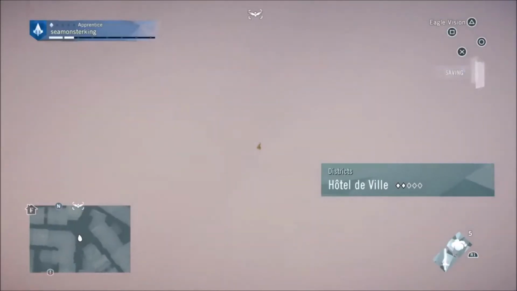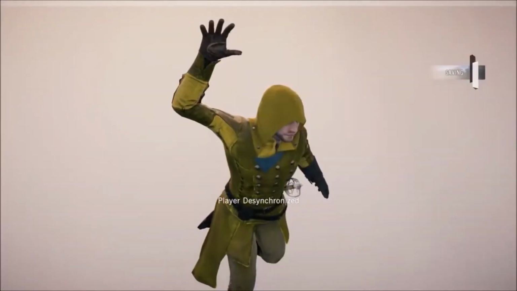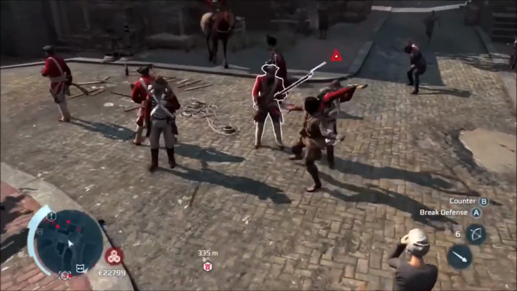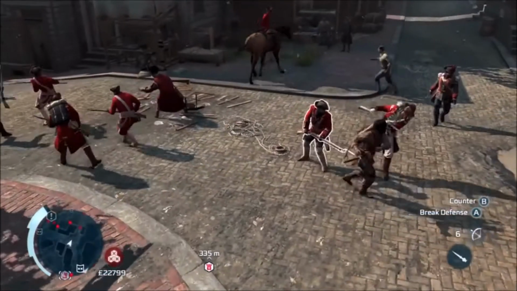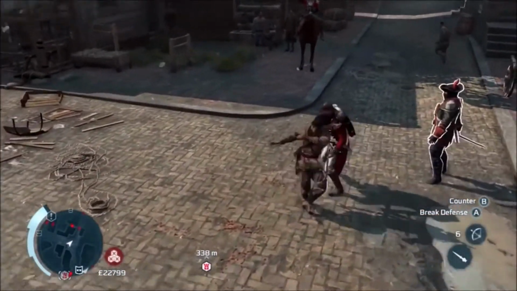It also will desynchronize like this on occasion. Also, when a player dies during a memory when the assassin is not supposed to die, the Animus restarts the memory because the assassin is not supposed to die.